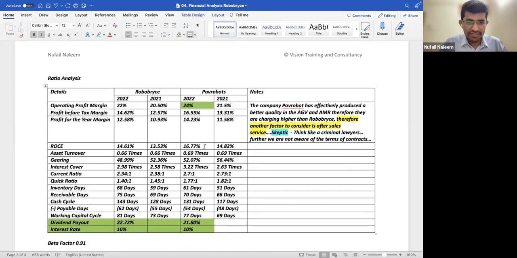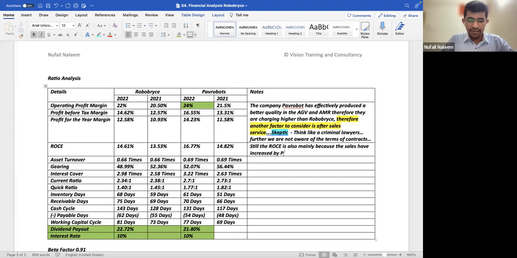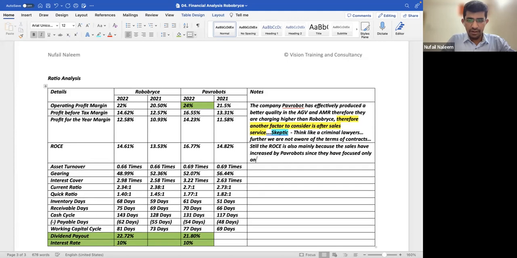Now, ROC. If you see ROC, again PowerRobots is dominating because, once again, students, more returns. But if you see, our company is also fine. Still, the ROC is mainly because the sales have increased. Sales have increased for PowerRobots since they have focused only on autonomous robots. That is the reason.